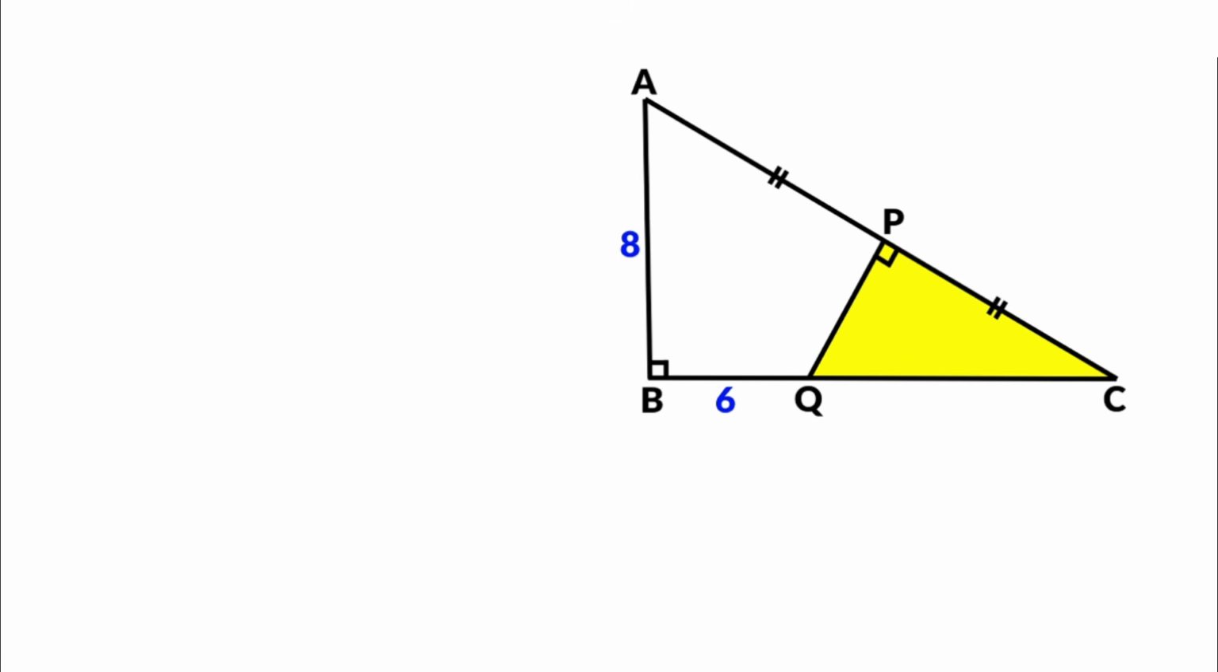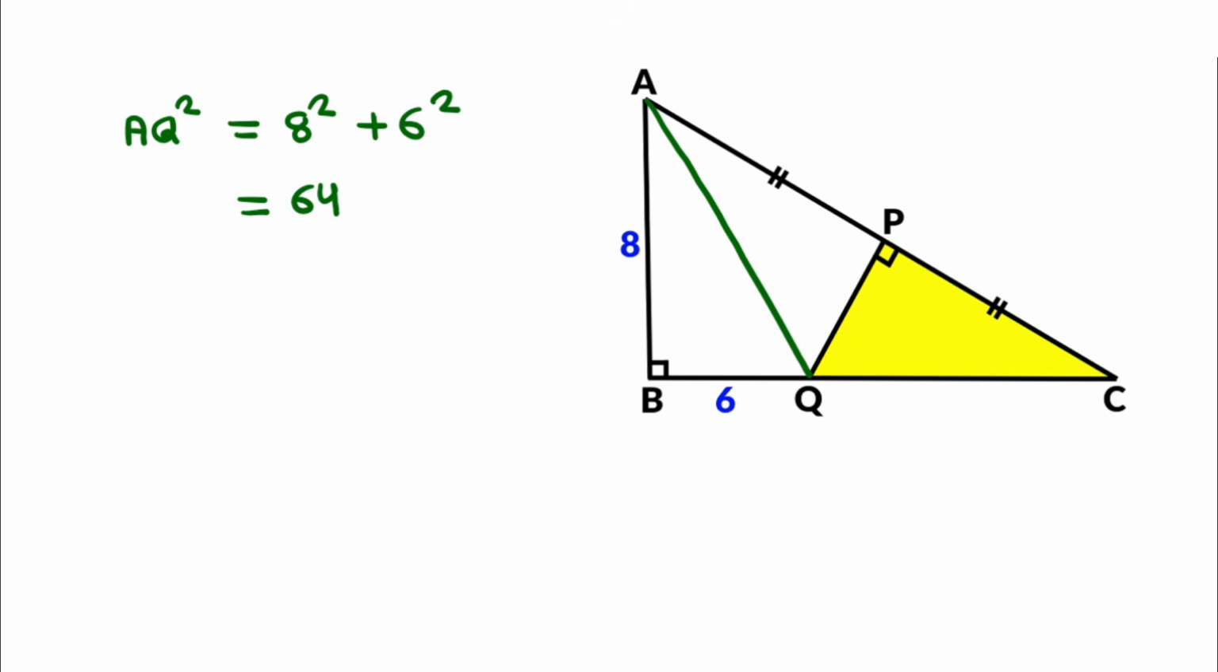Let's begin by drawing one extra line. Join point A to point Q. Now look at triangle ABQ. It's a right triangle with legs 8 and 6. Using the Pythagorean theorem, AQ squared equals 8 squared plus 6 squared. That's 64 plus 36, which is 100. So AQ equals 10.